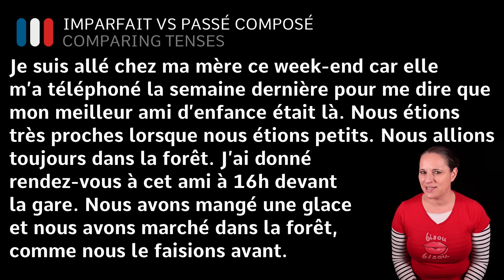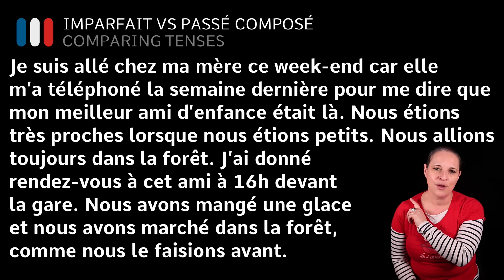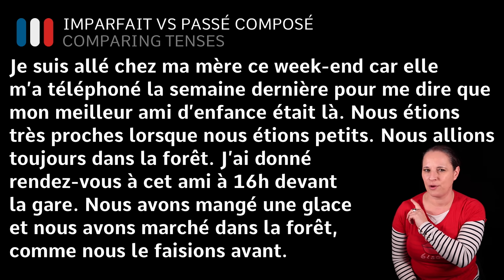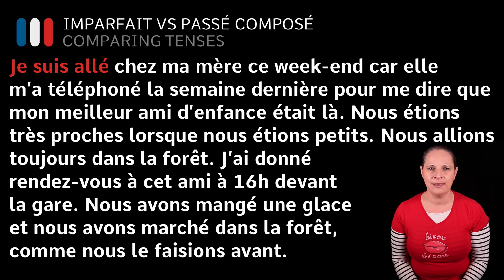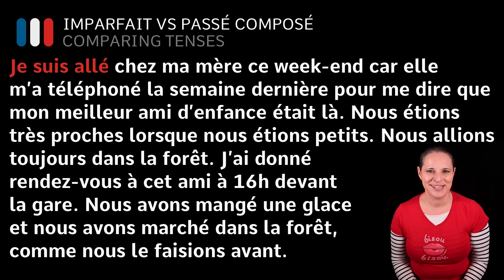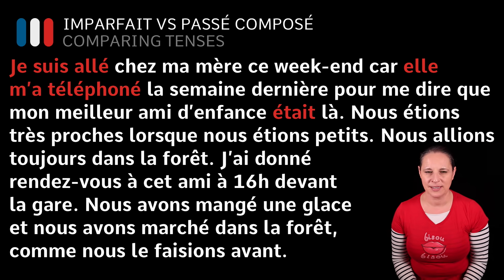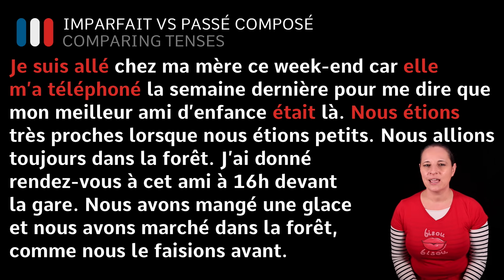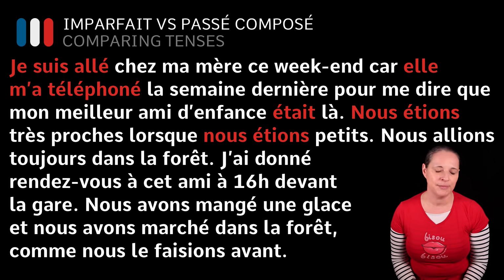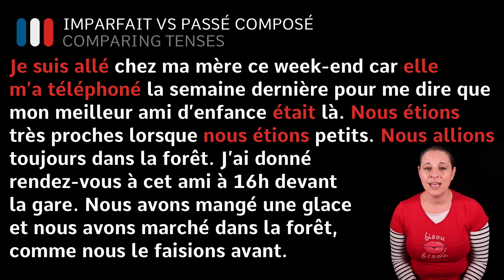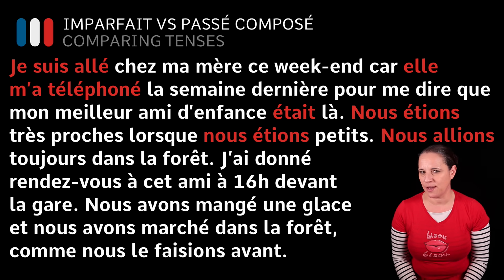Okay, so let's have a look at the text and name whether it's a passé composé or an imperfect. Je suis allée, that's a passé composé, chez ma mère ce week-end car elle m'a téléphoné. That is a passé composé. La semaine dernière pour me dire que mon meilleur ami d'enfance était là. Était, that's an imperfect. Nous étions, imperfect, très proches lorsque nous étions, imperfect, petits. Nous allions, imperfect, toujours dans la forêt.